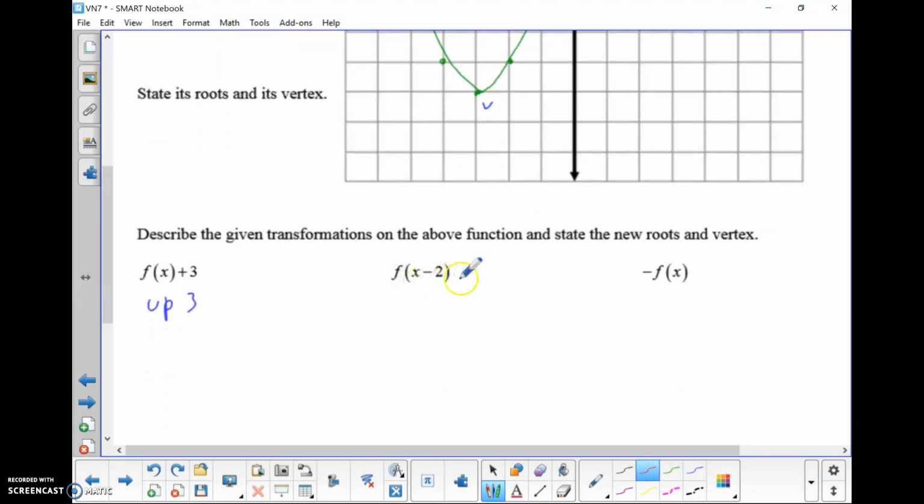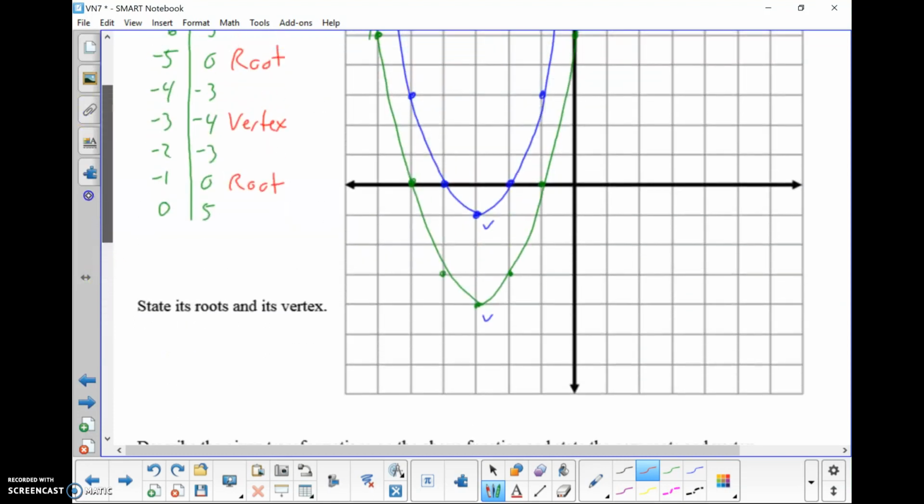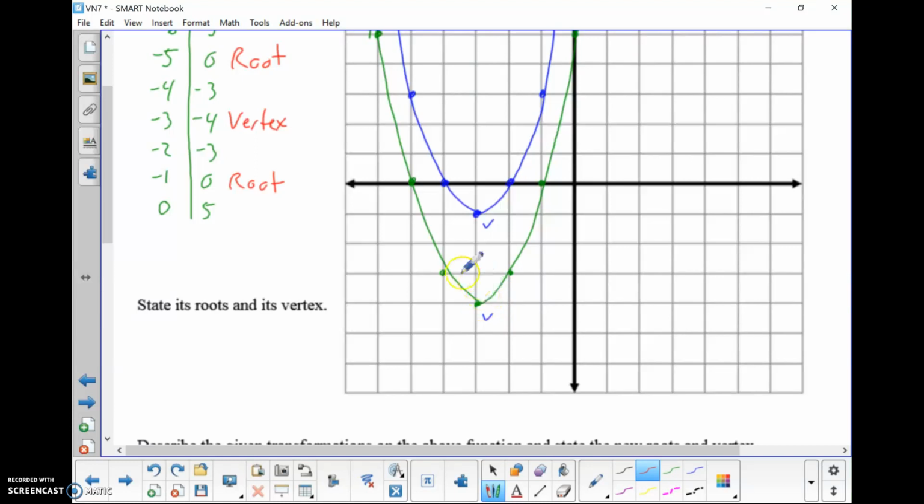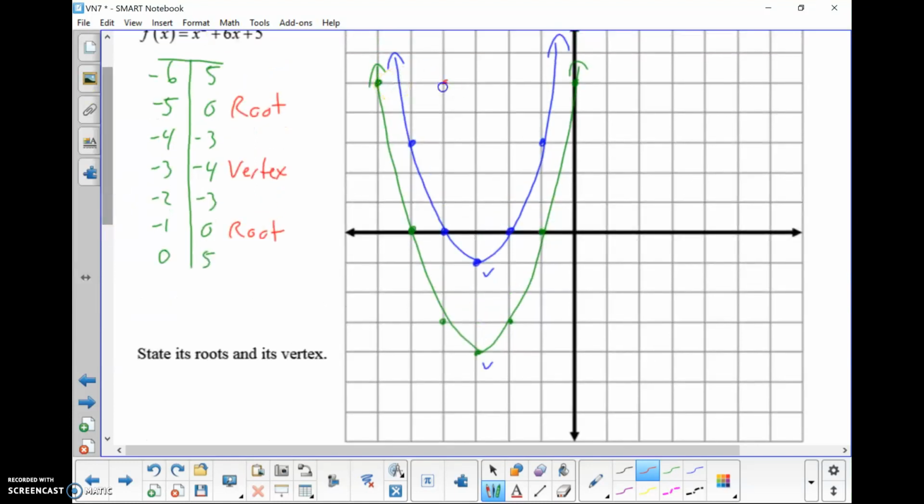How about this -2 on the inside? Well, -2 on the inside is side to side. Remember, minus is right. So this is a right 2 translation. So again, I'll work with my original green graph here. If I moved all the points to the right 2, it would land here. And again, the vertex moved, the roots moved, everything changed there.